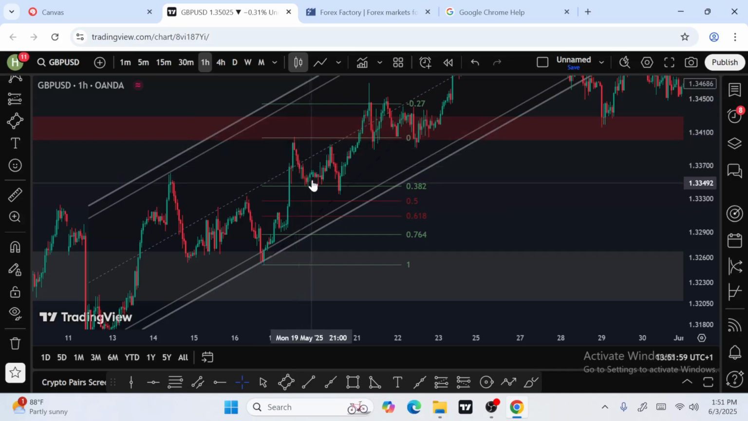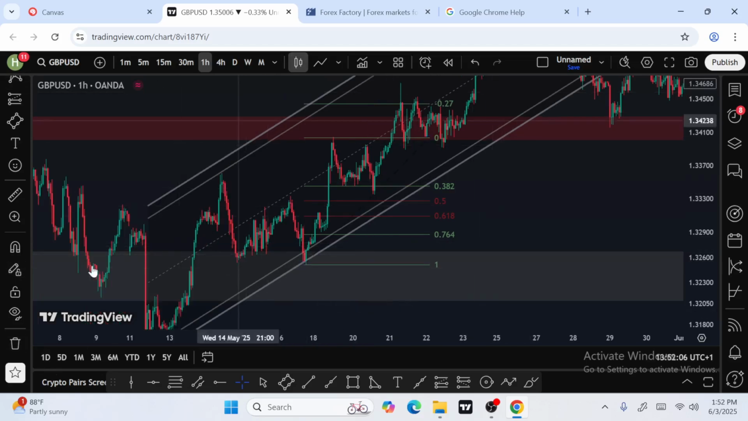Now look at this. Boom. It gave an M pattern. Now, an M pattern in an uptrend did not form at a resistance, but it formed at a minor zone. But what are you expecting? You are expecting a breakout.